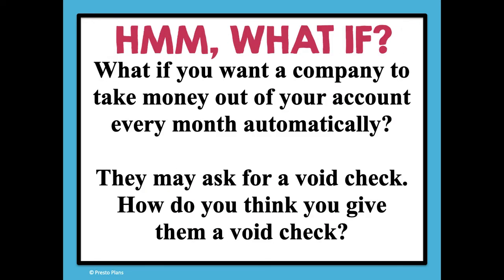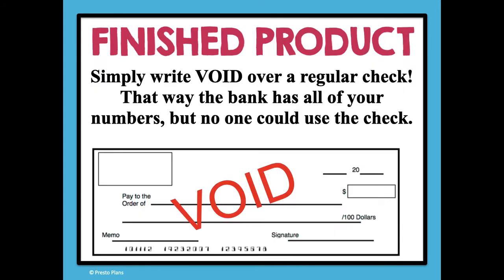Now, what if you want a company to take money out of your account automatically every month? They may ask for a voided check. How do you think you give them a voided check? Well, it will look like this. Simply write void over a regular check. That way the bank has all your numbers, but no one can use the check. So do that in your example checks now.